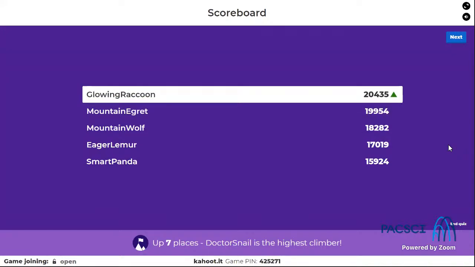That was the question that has moved Mountain Egret out of the lead spot, but not by very much. So good job, Glowing Raccoon. And 2 questions left. This is anybody's game. Anybody's game at this point. Here we go.